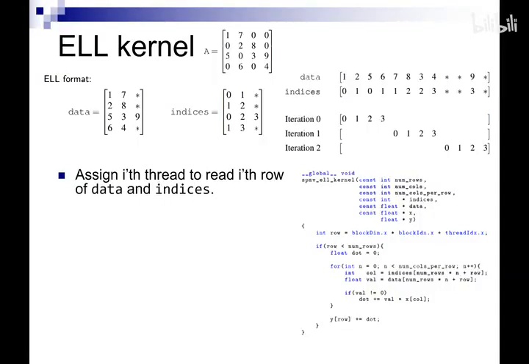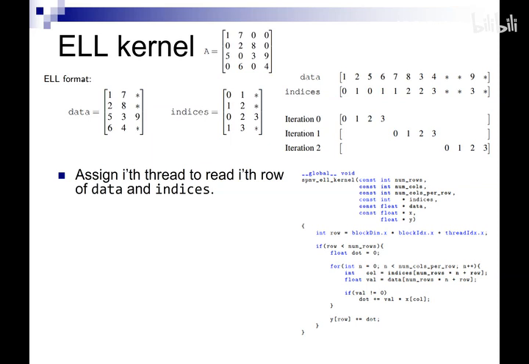Remember that the ELL format assumes each row has about the same number of non-zeros. So if you have a matrix A up here, we're going to form two matrices to represent this A, which are the data matrix and the index matrix.